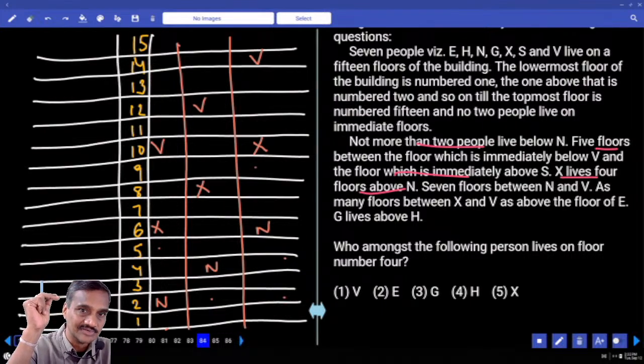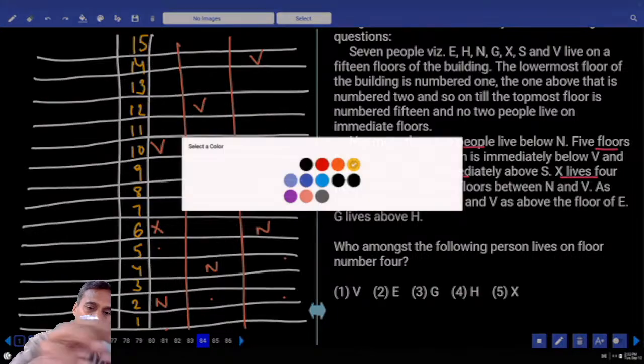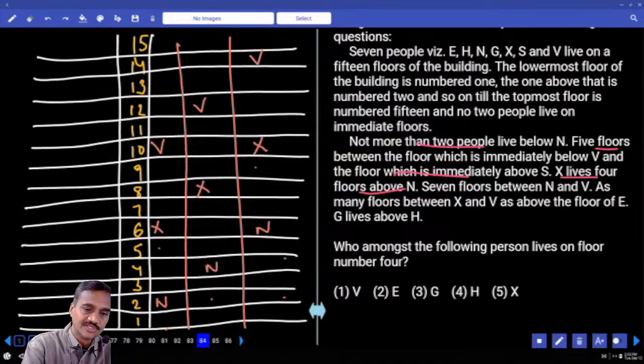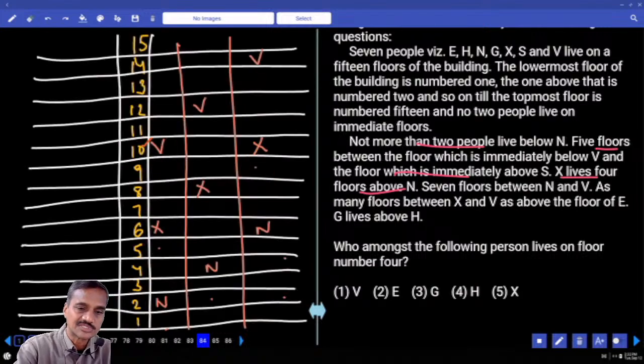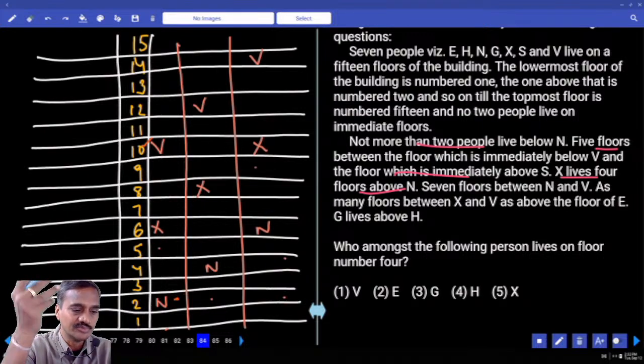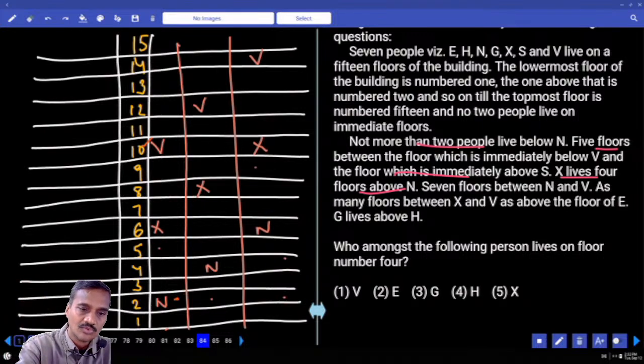What about that one? S and V. Now S and V, can you take V at this place? Now here, V at this place. Now in this case, if V is above S, what is the decision we have taken? If V is above S, there must be 7. And 7 floors, 1, 2, 3, 4, 5, 6, 7. S cannot be here. Are you getting this one or not? Hence V cannot be above this. Yes. Hence S is above this one. If S is above this V, in between these two, how many do we need to have? Only 3. 1, 2, 3, S is at this place. Are you getting this one or not?